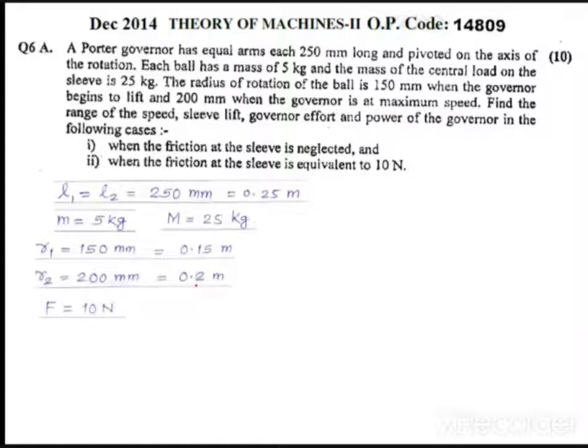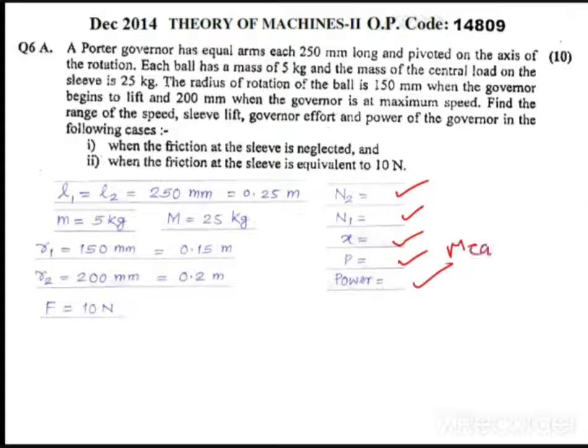Okay, and then they have given that in case number 1 the friction at the sleeve is neglected, and in the other case the friction at the sleeve is equivalent to F equal to 10 Newton. Now tell me, have you understood this problem definition? Okay, so what you have to find out? You have to find out the N2, N1, x, P and power. P means what? Mean effort.